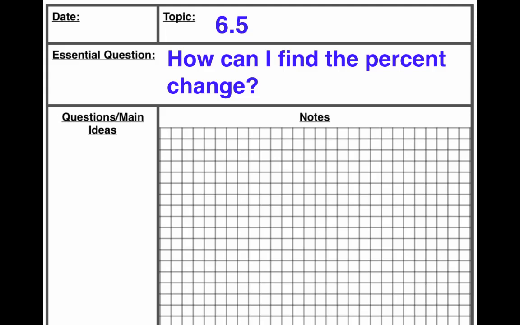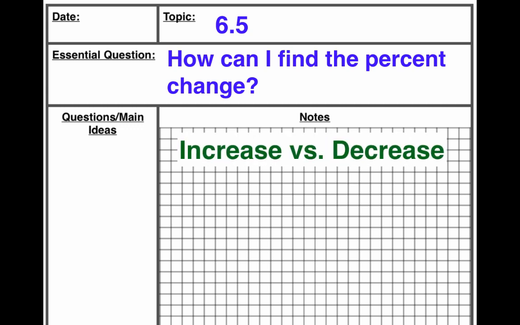We're going to work again another video on how I can find the percent change. Hopefully you saw the prior video. Percent change is when something's going up or something's going down. To start off our notes today, we're going to make a little T-chart of increase versus decrease. If something's going up, we call that an increase, and if something's going down, we call that a decrease. So we're going to T-chart this and write down some facts.